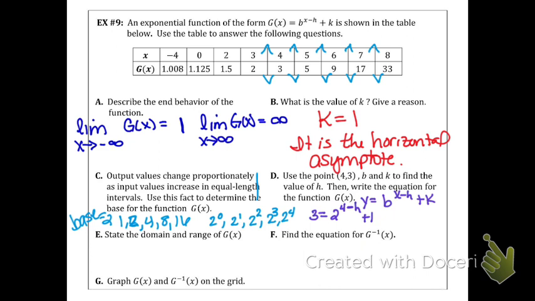And so we just need to solve for h. First thing is, h is in that exponent, so I'm going to get that 2 to the 4 minus h by itself. So I'm going to move the 1 over. So I get 2 is equal to 2 to the 4 minus h.